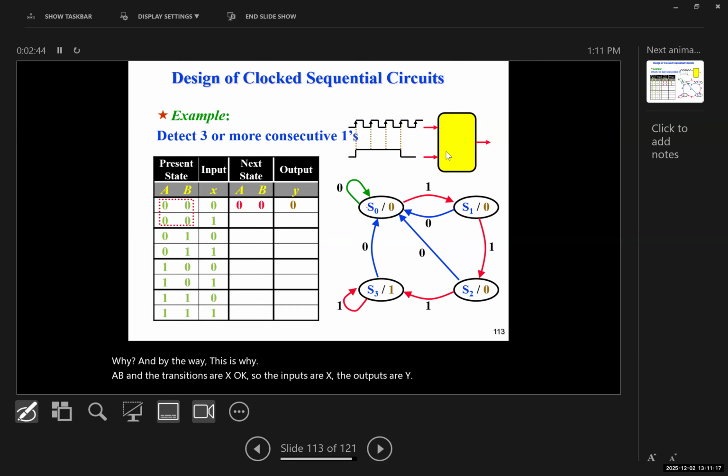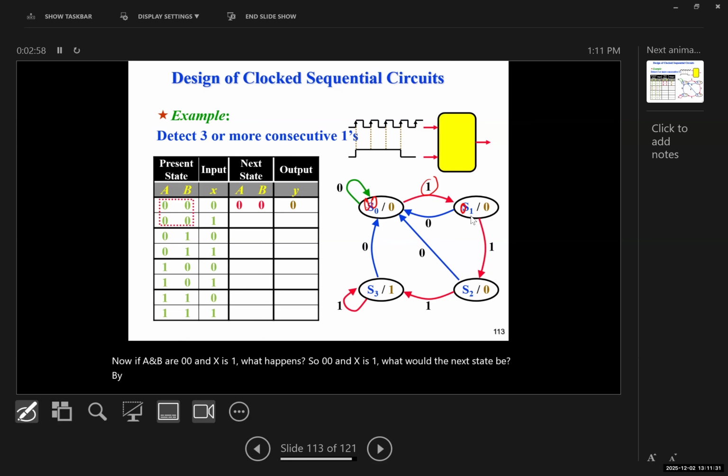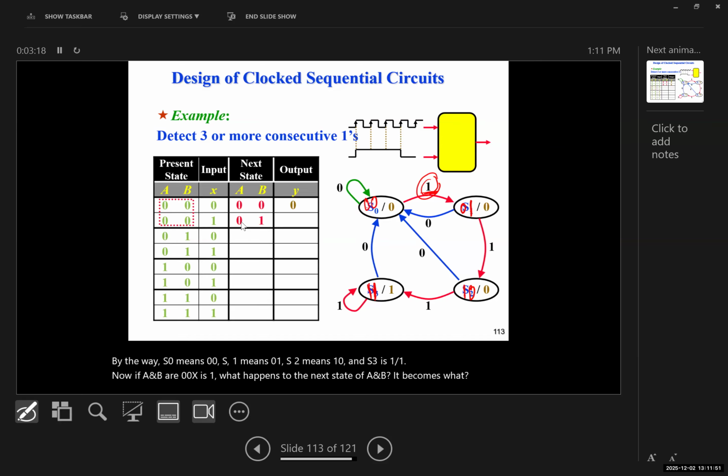Now, if A and B are 0, 0, and X is 1, what happens? What would the next state be? By the way, S0 means 0, 0, S1 means 0, 1, S2 means 1, 0, and S3 is 1, 1. Now, if A and B are 0, 0, X is 1, what happens to the next state of A and B? It becomes 0, 1, thank you. And what is Y? 0. So it goes to 0, 1, and Y is 0.